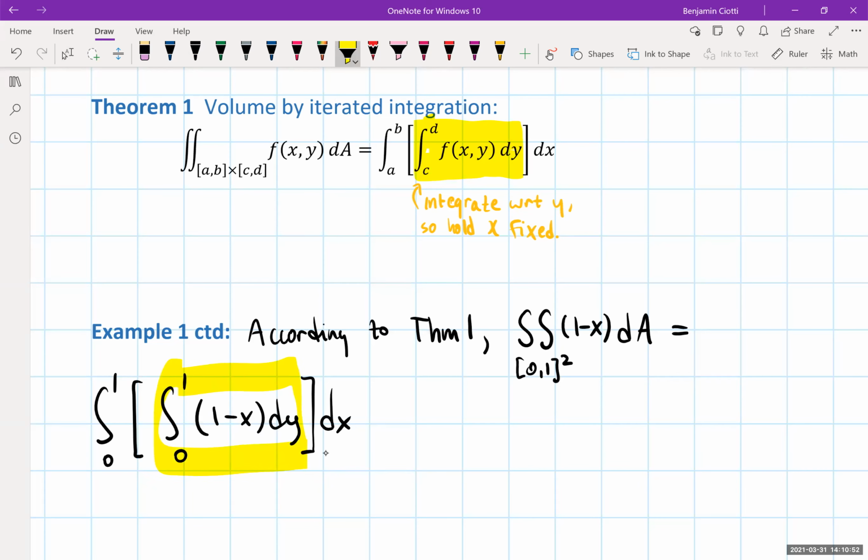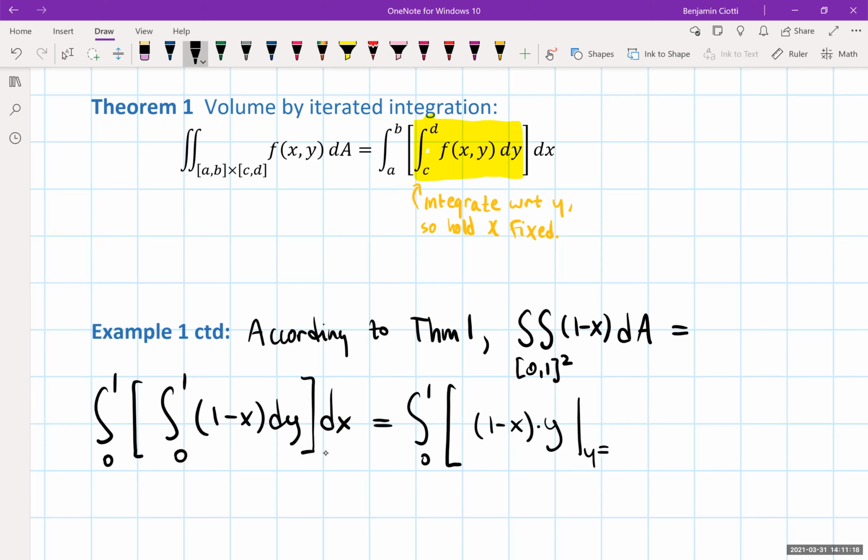When we do this first integral, we're integrating with respect to y. The thing doesn't even depend on y. So it's like we are integrating a constant right there, which just means multiply by y. That will give us (1 minus x) times y, evaluated from y equals 0 to y equals 1. So any questions on that part? That's maybe the newest, trickiest thing that we're talking about.